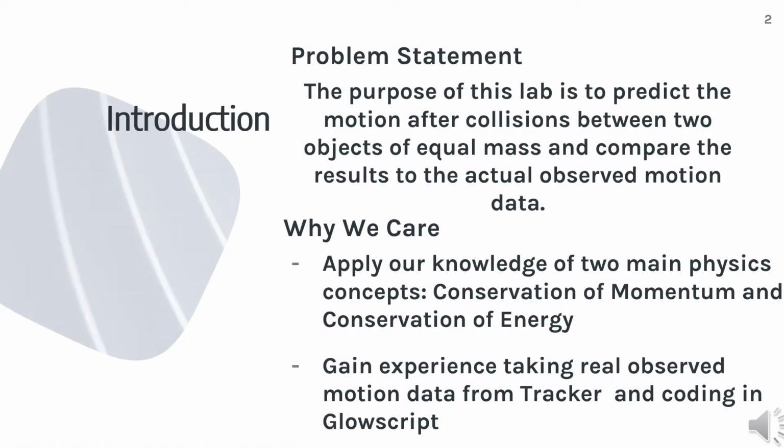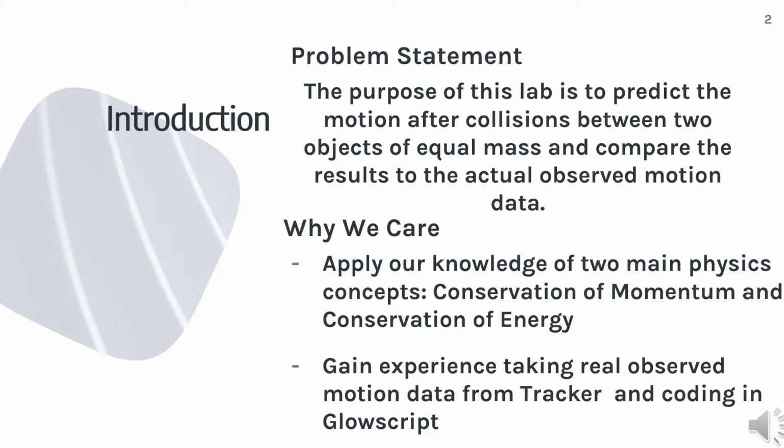The purpose of this lab is to predict the motion after a collision between two objects of equal mass and compare the results to the actual observed motion data. We care about the conclusions and the results of this lab in order to apply our knowledge of two main physics concepts: conservation of momentum and conservation of energy, as well as gain experience taking real observed motion data, inputting it into Tracker, and coding in GlowScript.